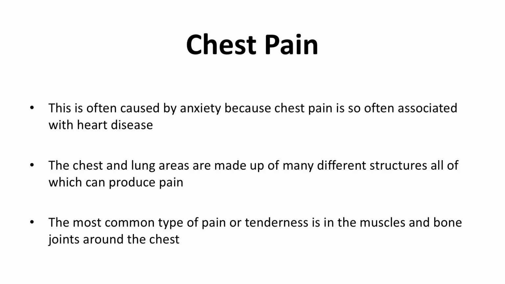The chest and lung areas are made up of many different structures, all of which can produce pain. The most common types of pain and or tenderness is in the muscles and bone joints around the chest. The lining or pleura around the lungs can be associated with pain if it becomes inflamed or irritated, but the lungs do not contain any of the nerve connections that will induce the feelings of pain.